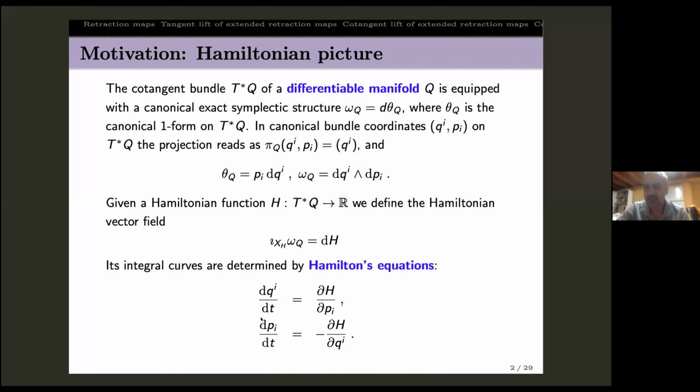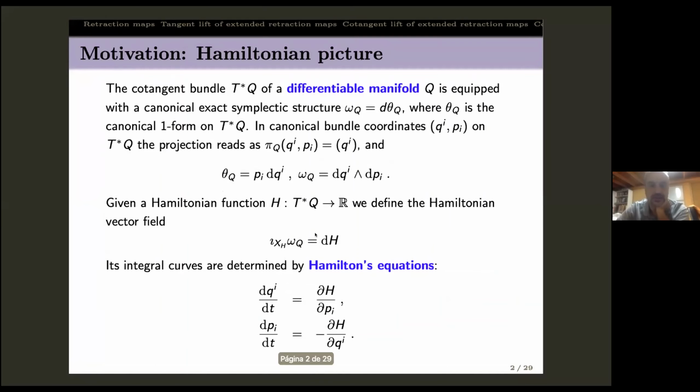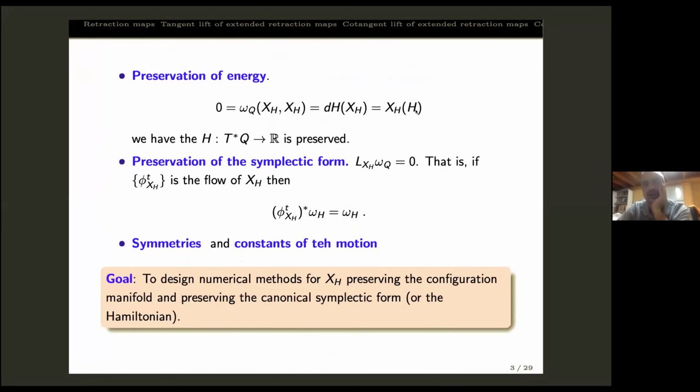This is a very special dynamical system, quite important, of course. And one of the properties of this system, easy to prove using this expression, is the preservation of energy. The energy is preserved. You have a foliation by the energy levels of the integral curves of this Hamiltonian vector field. And we have also another property, the preservation of the symplectic form. We can express it in terms of differential geometry in this way, this is a mistake, it is omega Q. This is the preservation of the symplectic form by the flow of the Hamiltonian vector field.